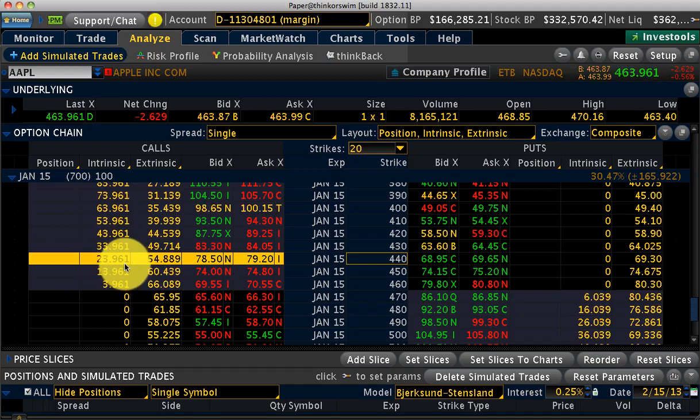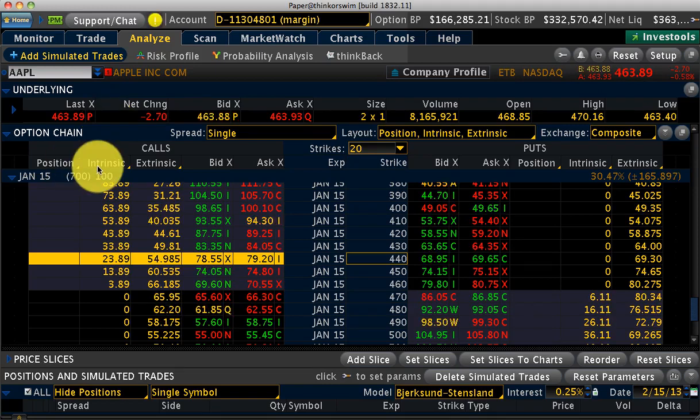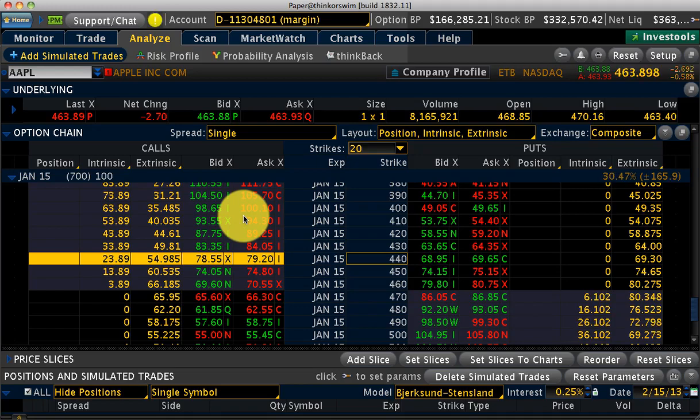The intrinsic value might change because the price of the stock is changing. Yes, that's a different issue. But the intrinsic value cannot get destroyed due to time decay. So these were the two concepts I wanted to get through.